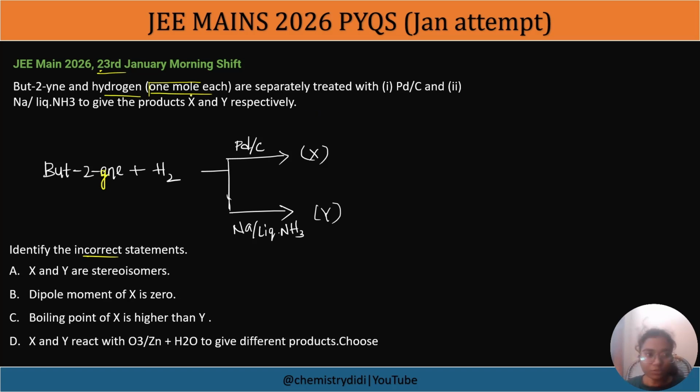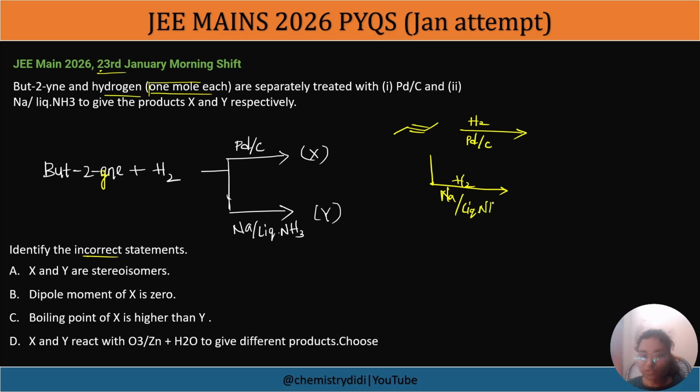So here they have given butadiene. This is butane, right? Simple butane. This is butadiene: 1, 2, 3, 4. Here they have given two reactions: H2 with Pd/C, and one more reaction, H2 in the presence of sodium and liquid ammonia.